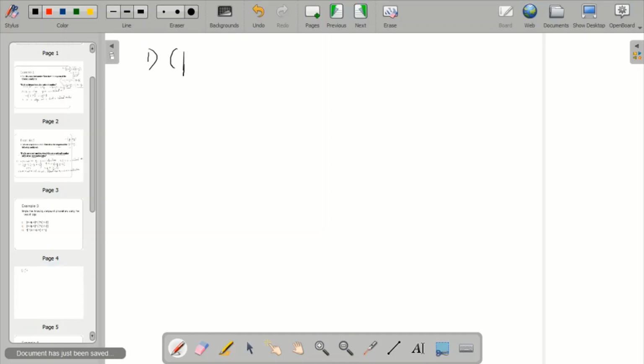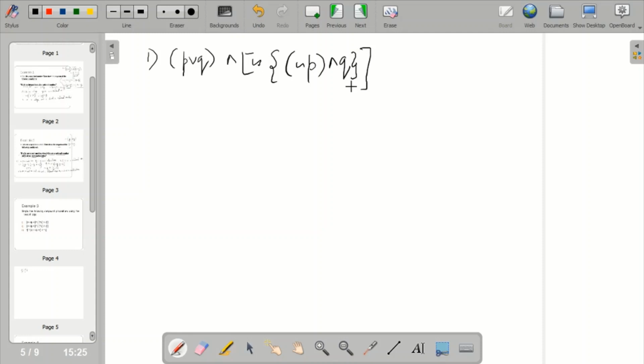The first one is P or Q and negation of P and Q. This is the problem: P or Q, and negation of P and Q. So this is the first problem. So let us try to solve this particular problem by using the laws of logic.